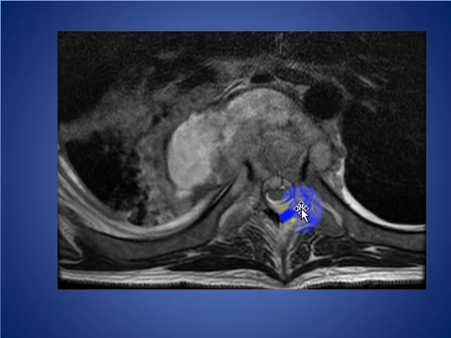Here we see a right paravertebral mass lesion associated with destruction of the vertebral bodies with some compromise of the spinal canal. This patient has TB with osteomyelitis and paravertebral abscess.